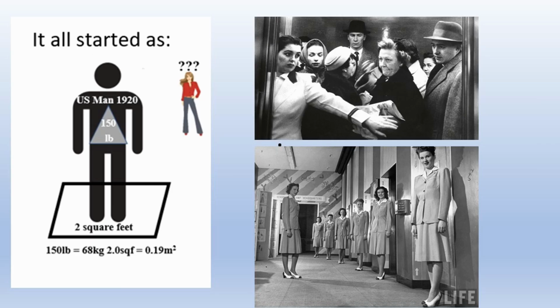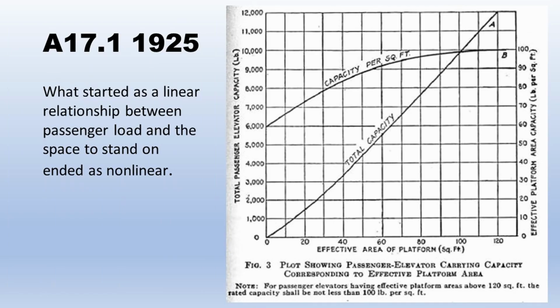So how did this all start? It started in the US at the A17 Code Committee in the 1920s. They originally said the car loading would be a US adult male, weighing 150 pounds, standing on 2 square feet. That is a loading of 75 pounds per square foot. They applied this linear relationship even to large lifts. But the car attendants and the landing dispatchers were squeezing too many passengers into the larger cars and overloading them. In 1925, the A17 experts became so concerned they moved from linear car loading to non-linear car loading.